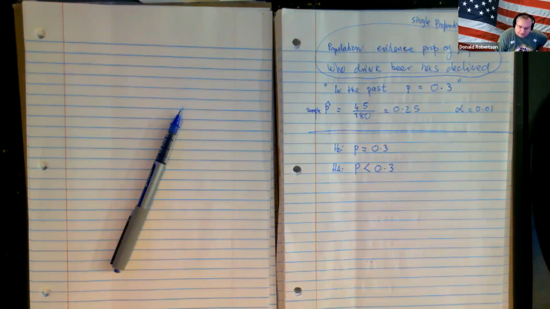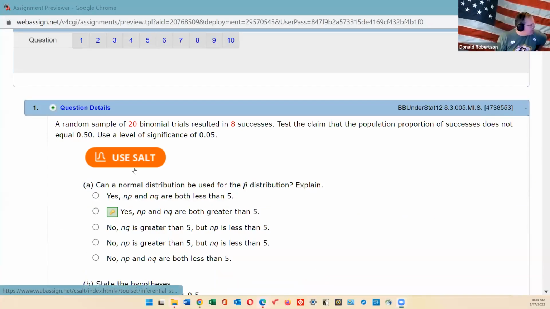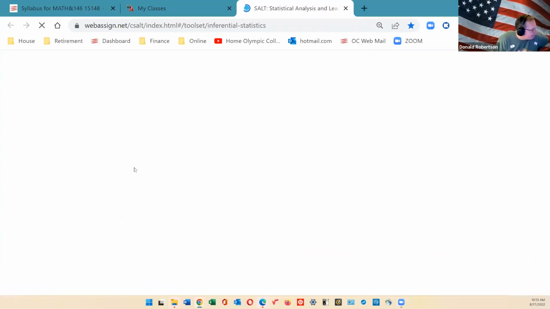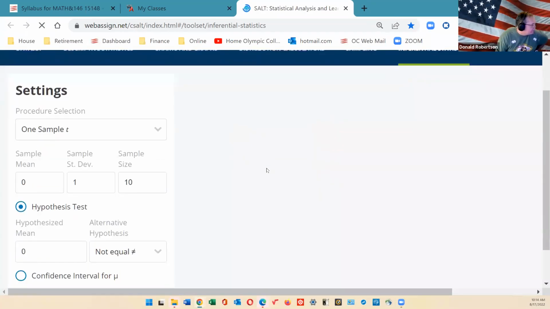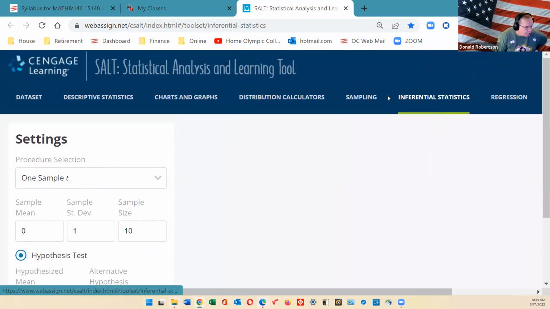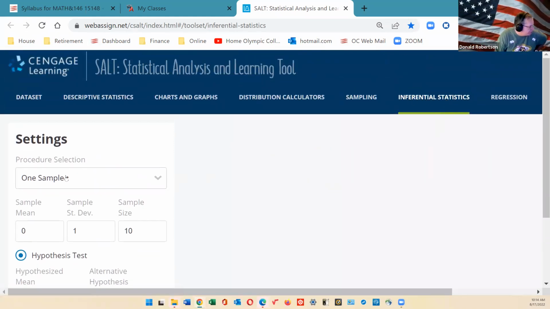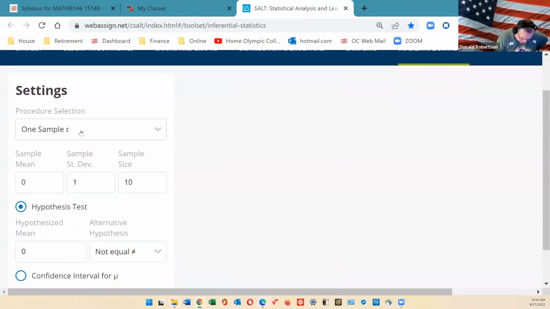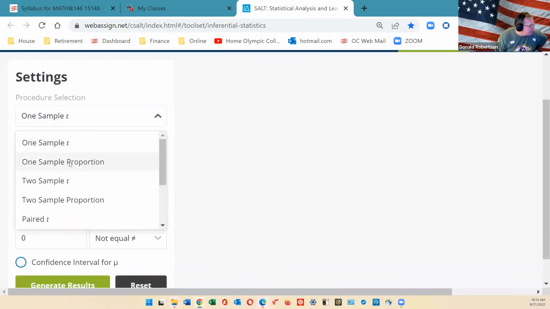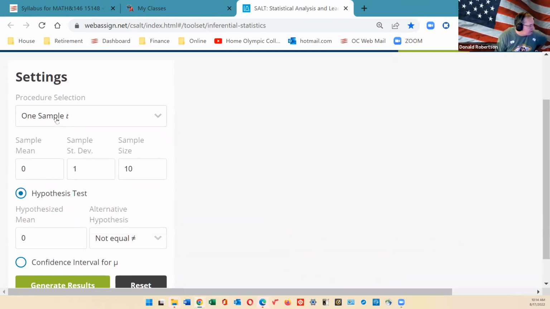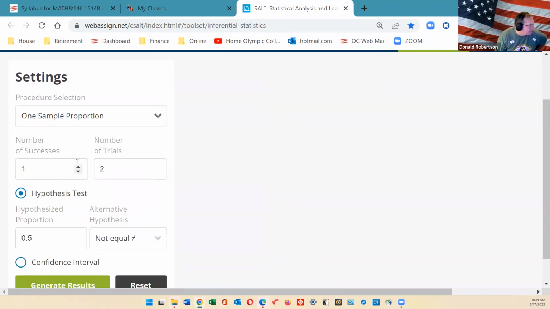Okay, I'm ready to get started. So you would click on the SALT button, and let's say this one, just so I've got one to play with. And go to inferential statistics, and over here you have a decision to make. For a one sample proportion, which this story is, a hypothesis test, you would be looking here, right? And one sample proportion.